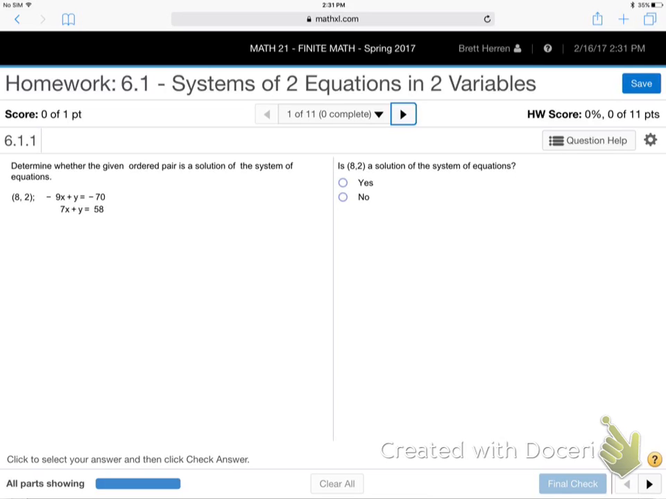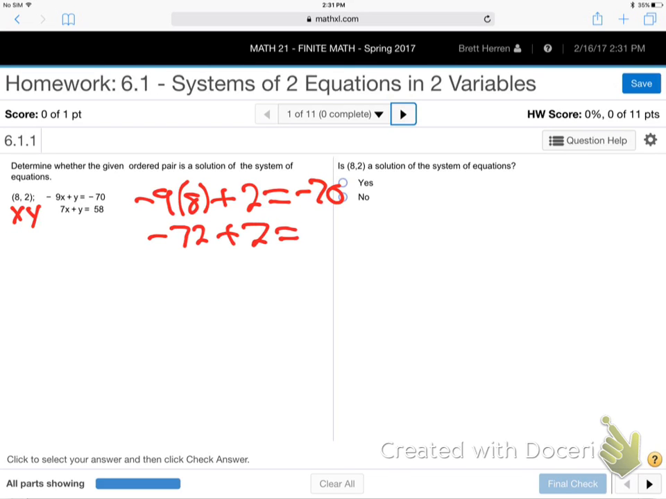Okay. So determine whether the given ordered pair is a solution of the system of equations. So how do you find out if, like, 8, 2 is a solution to those two equations? What do you do? Plug them in. Just plug them in, right? So the 8 is the x and the 2 is the y. Remember, it's always x first, then y, right? So you can just plug in the 8 where you've got the x and the 2 where you've got the y and see if it makes the first one true, and then also see if it makes the second one true. What is that? Just use your calculator.